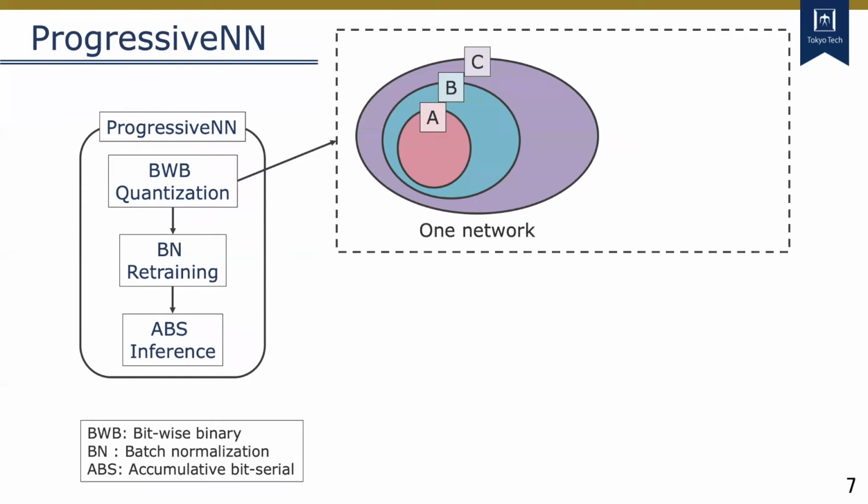BWB quantization is a method proposed by FlexNet, described in the previous slide, where a single network contains a representation of multiple networks. It is like network A is contained in network B, and network B is also contained in network C. Unlike FlexNet, our proposed method requires only a single training for multiple networks.